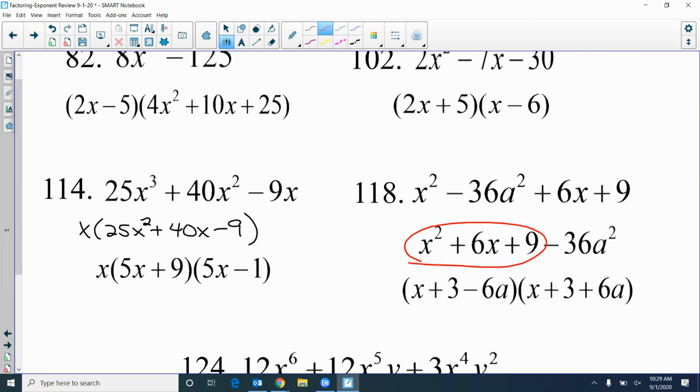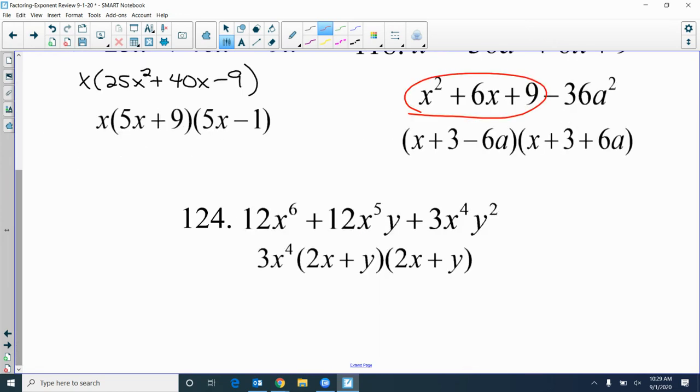And then lastly, 124 with that other variable, making sure you understand that it's okay to have a variable in the beginning and the end, GCF of 3x to the 4.